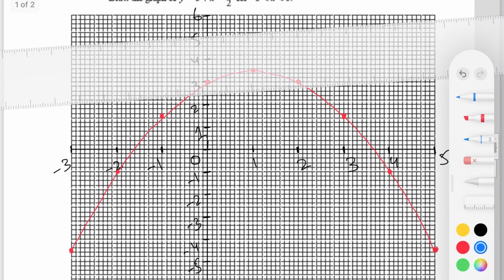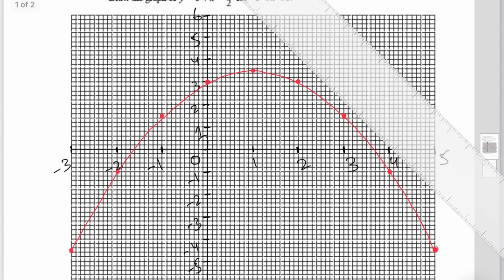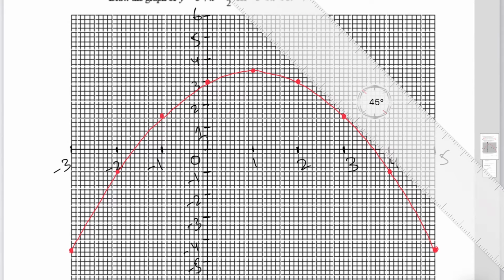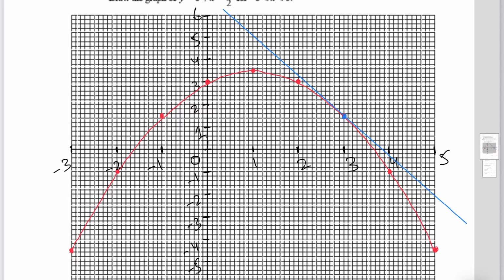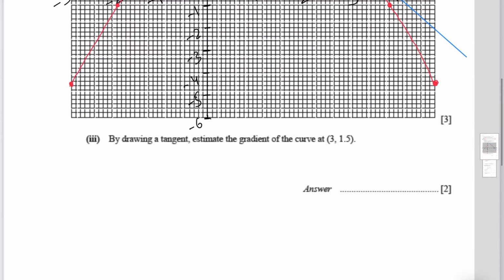First of all, let's take out our scale and let's draw a tangent at 3 and 1.5. It is supposed to look like, go like this. Okay, so it goes like this. This is the point of intersection between the tangent and the graph. So the tangent is drawn in blue.